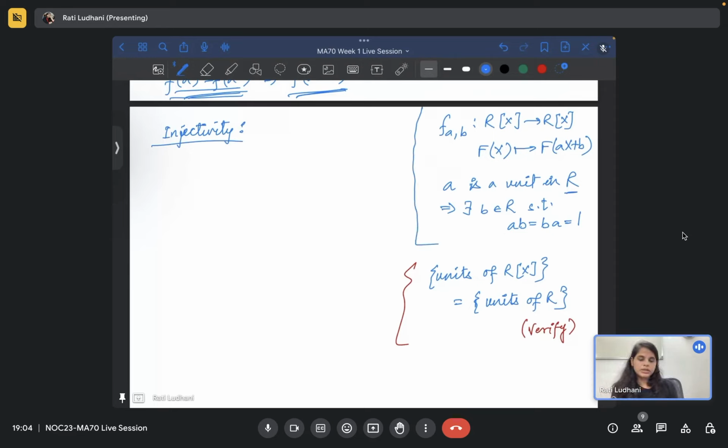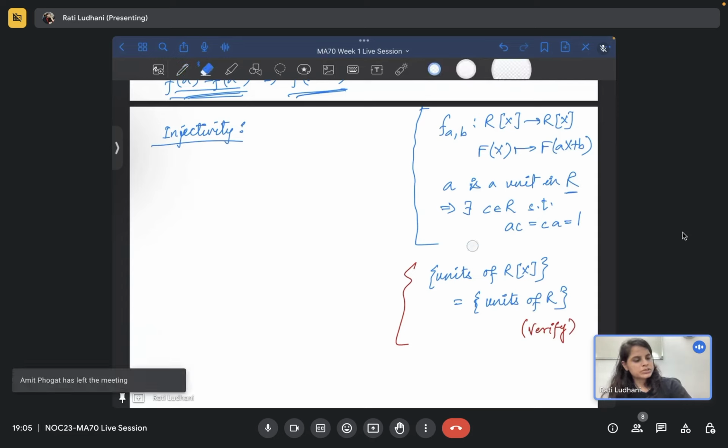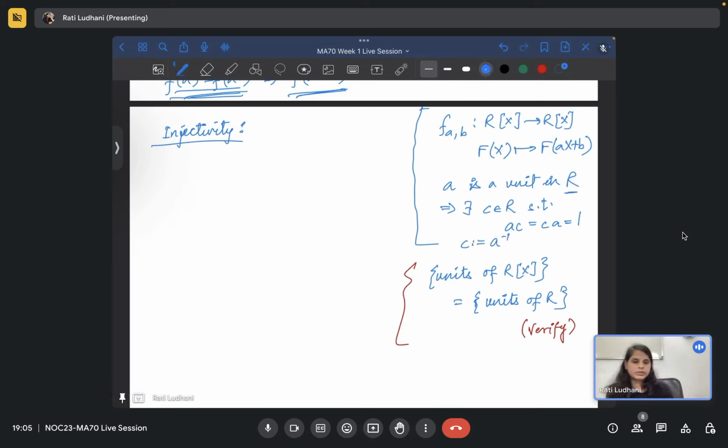Okay, so let's see. You have these two conditions: you have f_{a,b} and a is a unit in R. I'll denote this inverse, because b is confusing, so maybe I should use some other element, let's say c, where ac = 1. This is the usual notation: c is equal to a inverse. Okay, so let's prove the injectivity.